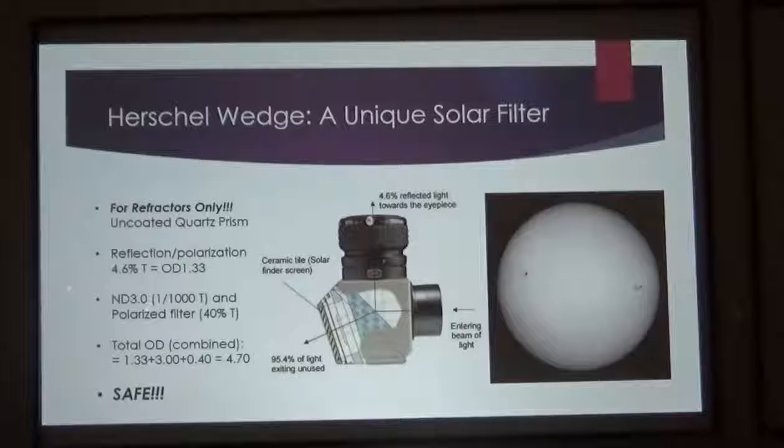So what we do is we employ a 1/1000th transmission filter on the diagonal here to cut it down further, and then use a polarized filter on the eyepiece or on your eyepiece adapter going from, say, 2" to 1 1/4. And by rotating that polarizer and crossing the polarization with the image coming off through the diagonal, you can trim the image brightness over a wide range.